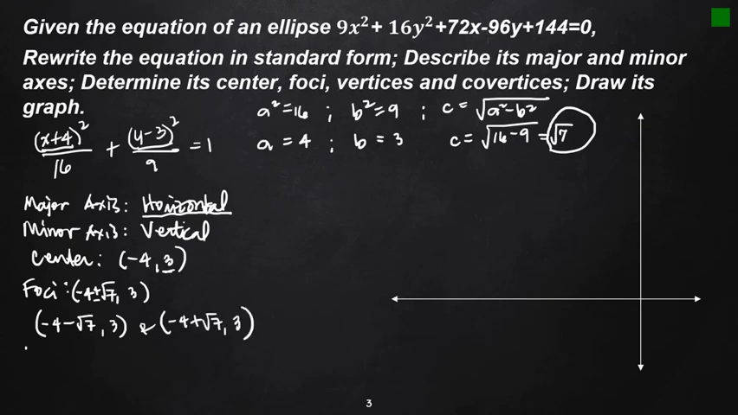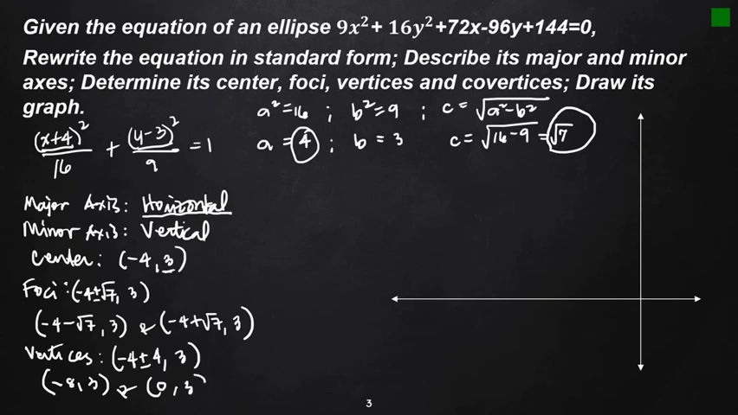Okay, let's proceed now to our vertices. The vertices would also be collinear with the center and the foci. Therefore, the y-coordinate of the vertices would be 3, and the x-coordinate is -4 plus minus the a value, which is 4. Which tells us further that the vertices would be located at -4 minus 4 is -8, 3, and at -4 plus 4, that's 0, 3.